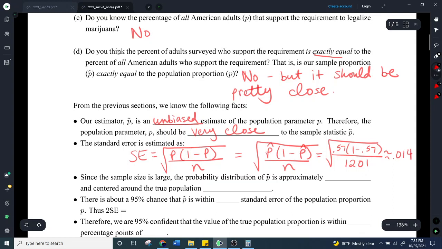0.014 is going to be the standard error that we use. This is actually called the estimated standard error, but don't get too hung up in the notation. What I want you to focus on is that it's the same basic formula that we used in the previous section. We just substitute p hat when we don't know what p is.